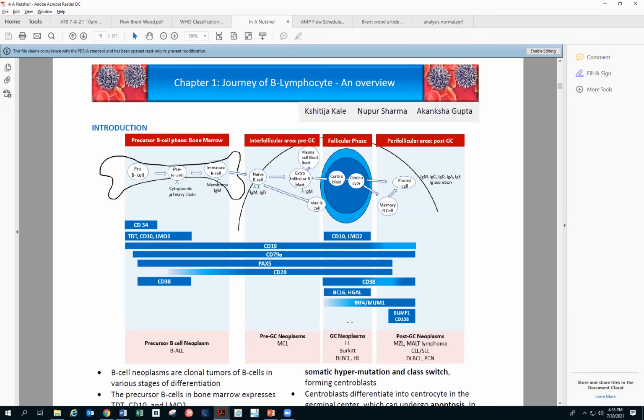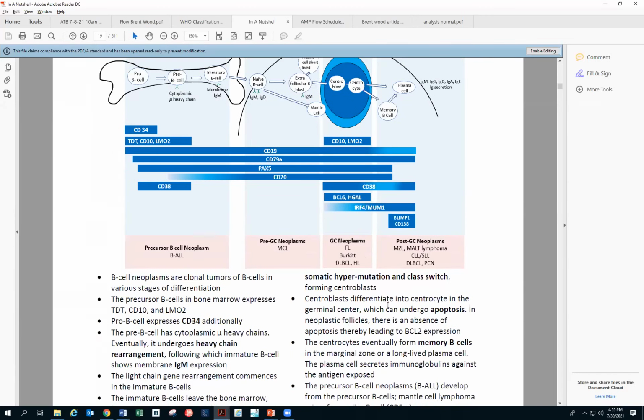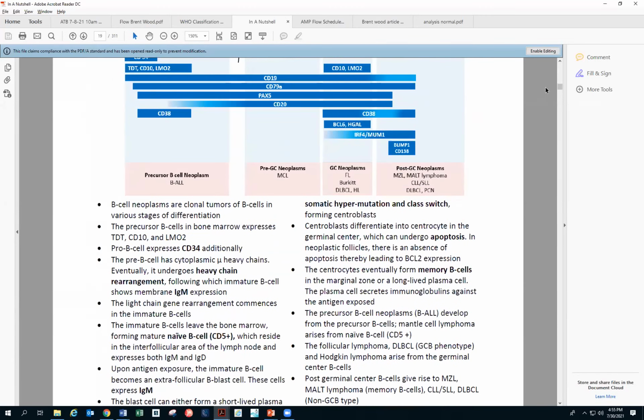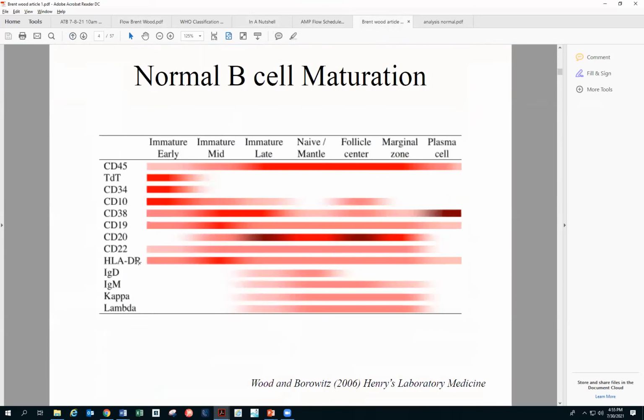Any other questions? Okay, so let's go ahead with the T cell maturation. Actually, let's go with the B cell first.